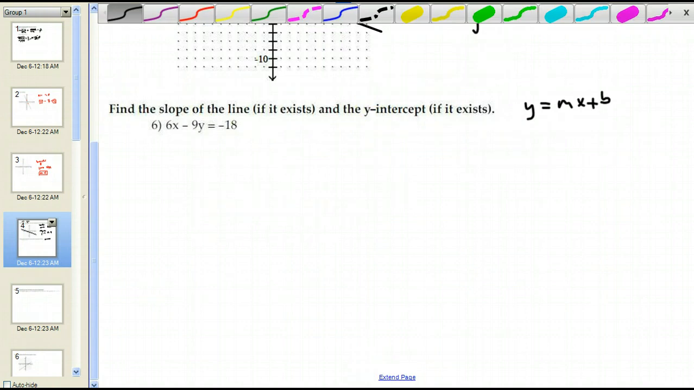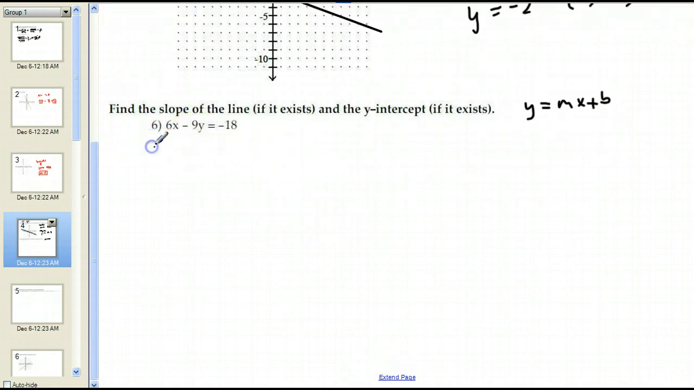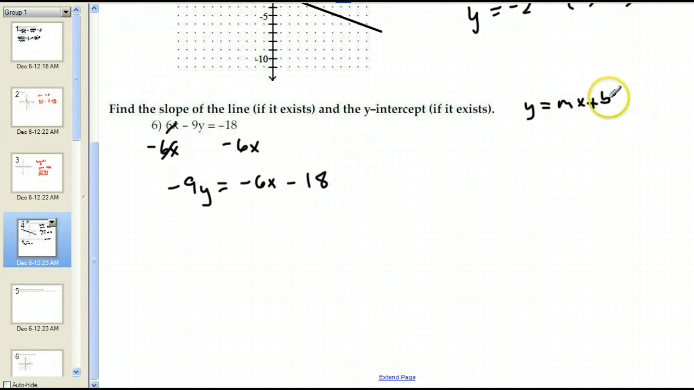Alright, so let's see what we're going to have to do to isolate this y. First thing we need to do is subtract 6x from both sides. To make our way towards this form, I'm going to put the x term first and the constant second when I rewrite the right side. So negative 6x is going to come first, and then minus 18 second, again to get us towards this form.